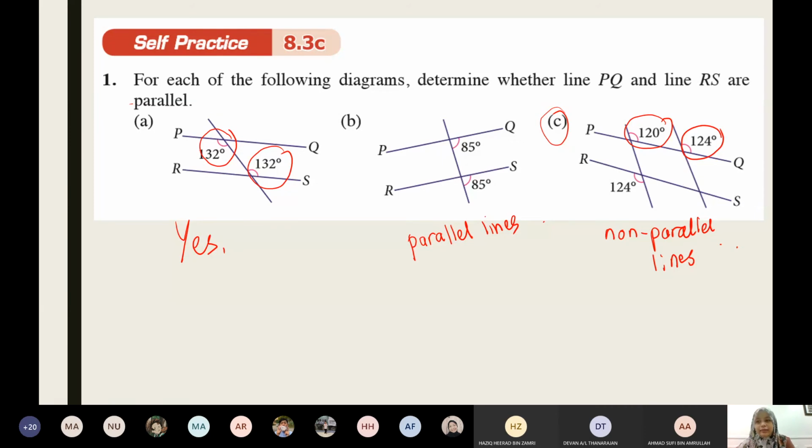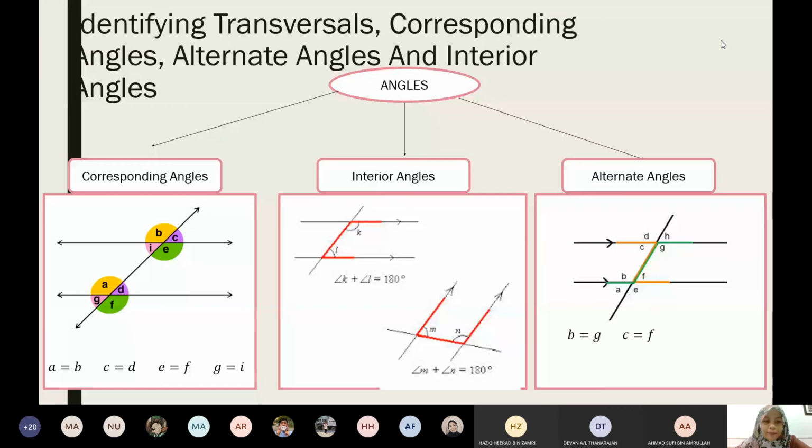So kita ulang balik. Okay. The properties yang kita dah belajar kelas sebelum ni. Okay. Corresponding angles bentuknya F. Contoh saya ambil dekat sini. So angles, corresponding angles, so contoh kat sini E dengan F mesti sama. Untuk alternate angles, angles dia adalah huruf Z.